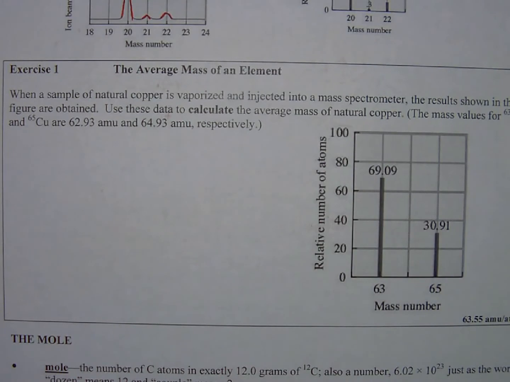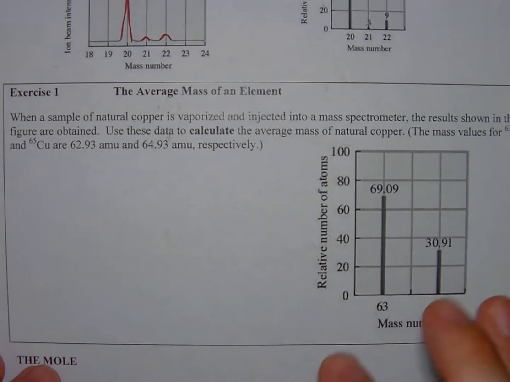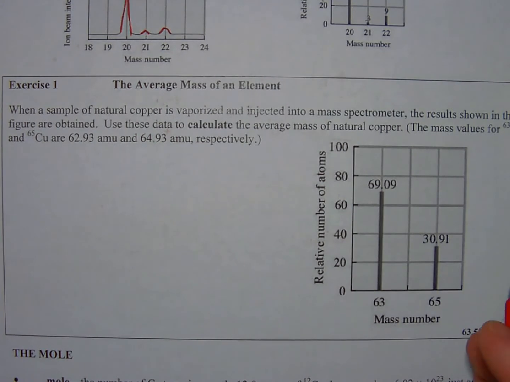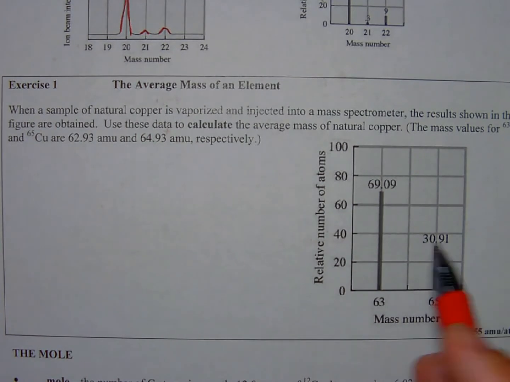All right. Exercise 1 from chapter 3. It's been too long since we've used a calculator. Let's get back into it. So exercise 1, the average mass of an element. When we talked about the average mass of an element, it's a weighted average. So we take into consideration the percentage abundance of that particular isotope when we calculate our average mass. So this is how we would do it.